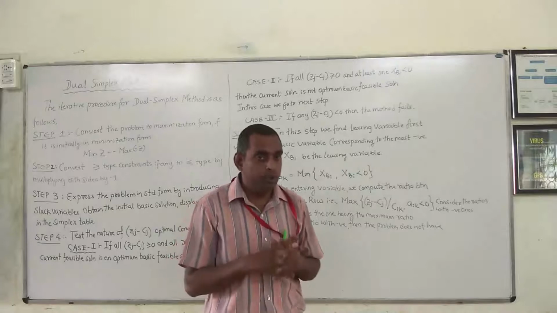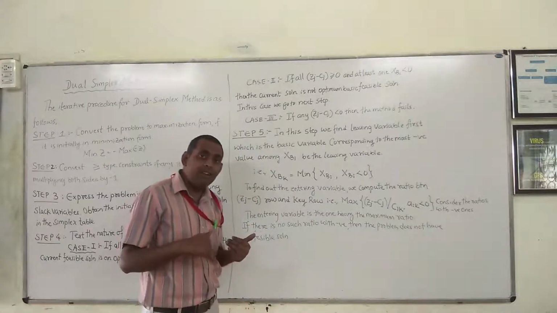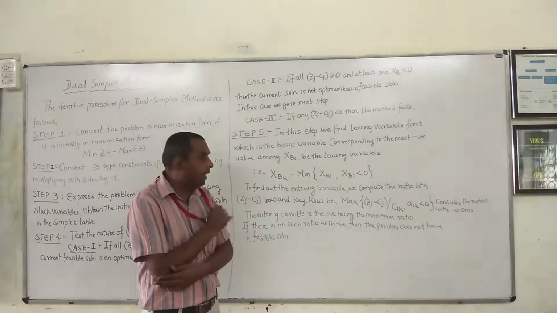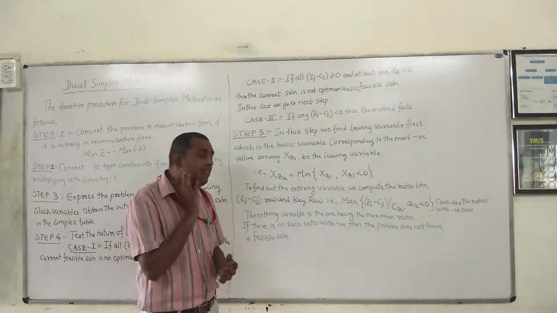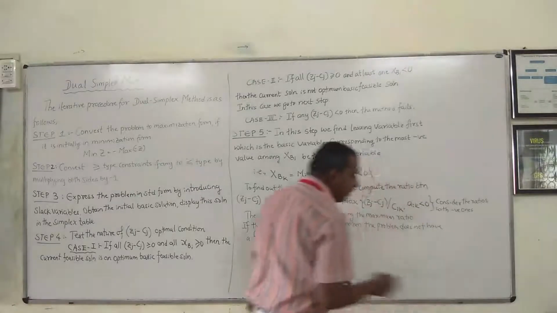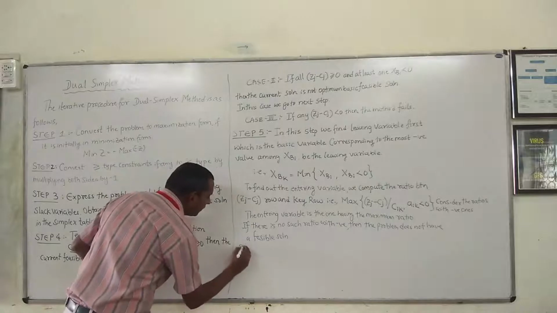So consider the ratios with the negative ones. If there is no such negative ratio, then the problem does not have any feasible solution. Then we go for step number 6.